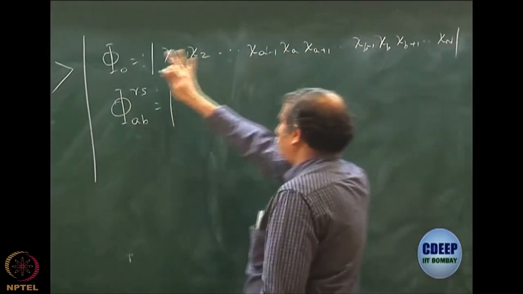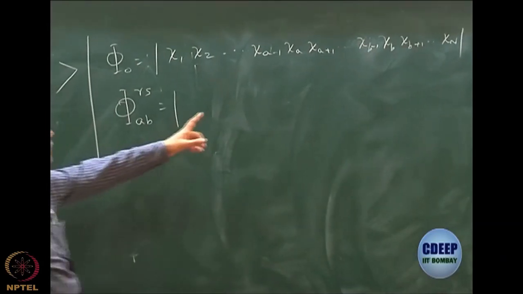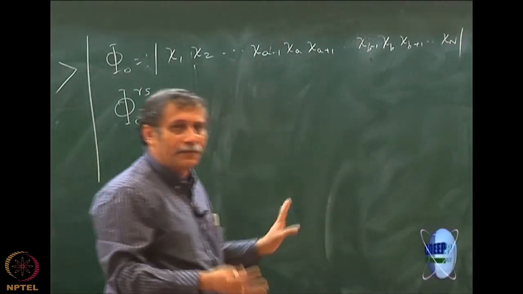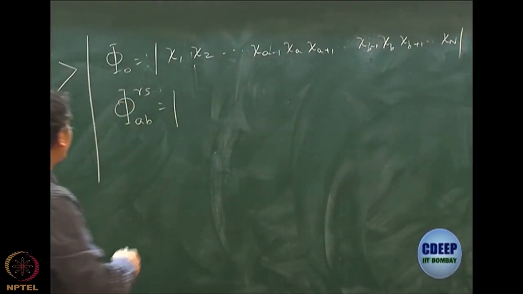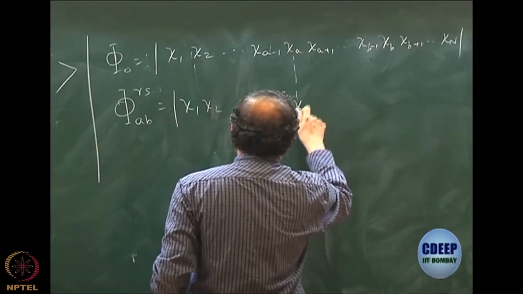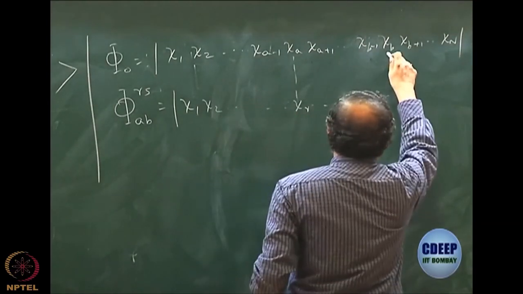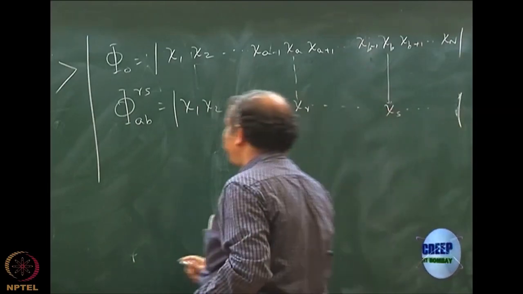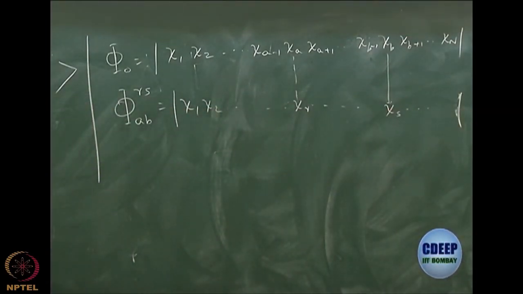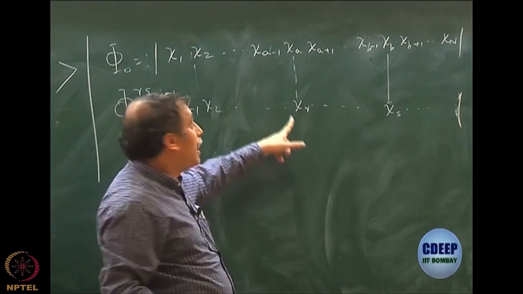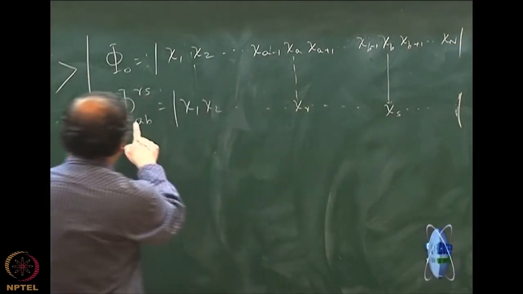so let us say I have a general determinant, I have identified chi A and chi B. I have also identified the ones around them. It does not matter, just for the sake of understanding. Then you write chi 1, chi 2, etcetera, and wherever chi A is there, you replace it by chi R, rest are all same. Where chi B is there, you replace it by chi S, rest are all same. So I get the determinant A B R S. Note that it is important to say what is being replaced by what. I am replacing A by R, B by S, that is how the nomenclature is.